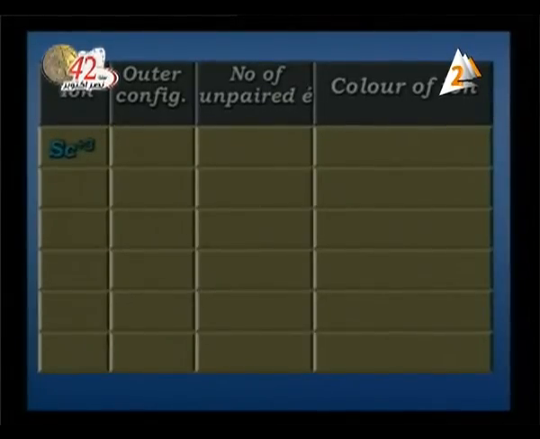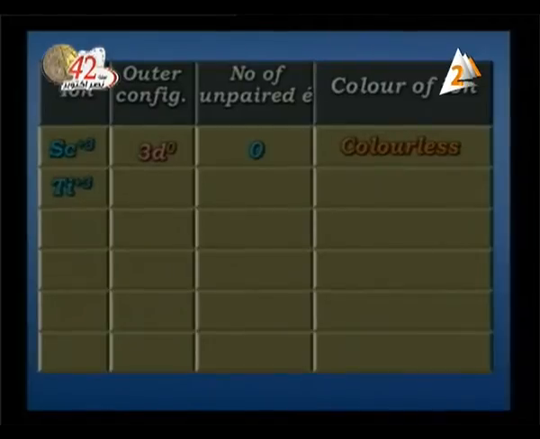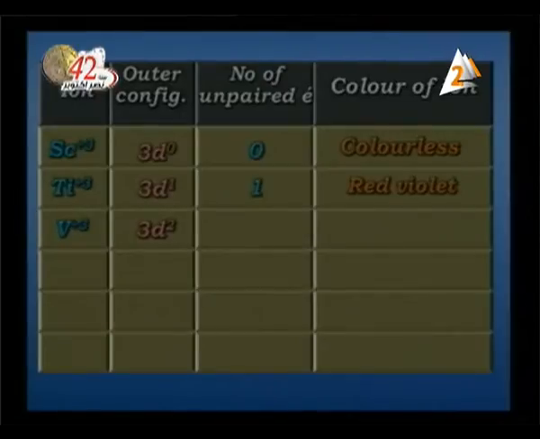Scandium positive 3 has electronic configuration in the outer d sublevel 3d0, so no unpaired electrons here, so it is colorless. While titanium positive 3 has 1 electron in the 3d sublevel, so has 1 unpaired electron, so has color, which is red-violet. And vanadium positive 3 has outer electronic configuration 3d2, so 2 unpaired electrons, and its color is blue.